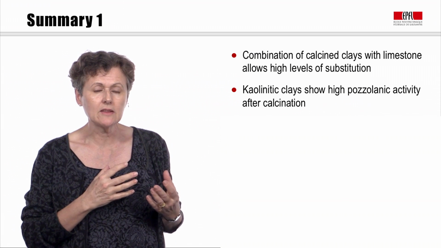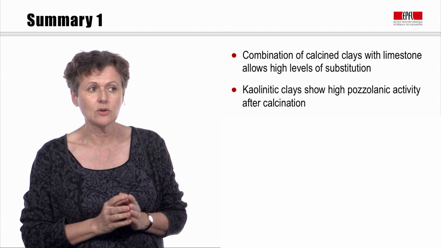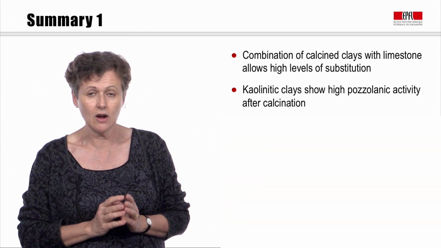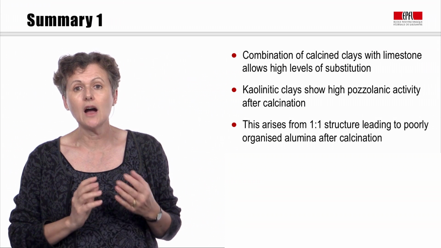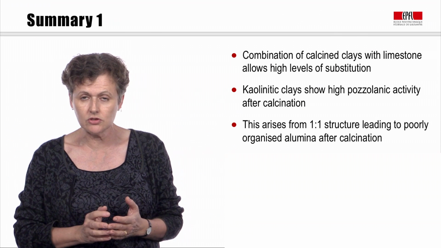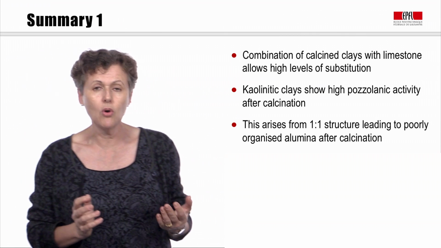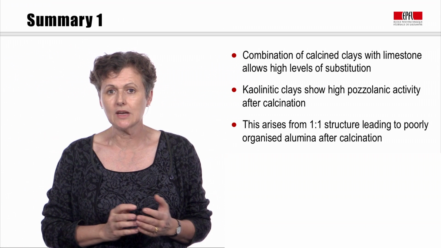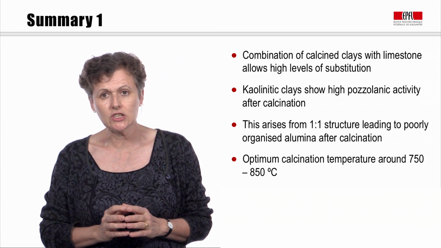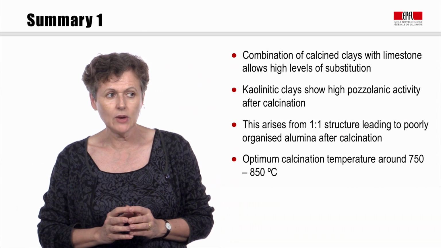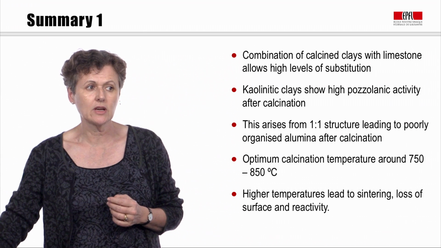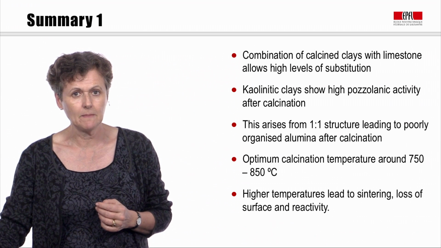We've seen that it's really the kaolinitic clays which have the potential to give this high pozzolanic activity after calcination. And this high pozzolanic activity results from their one-to-one structure, which means we get poorly organized alumina after calcination. The optimum temperature for the calcination is in this range, 750 to 850. If we go to higher temperatures, then we may get sintering and loss of surface and reactivity.